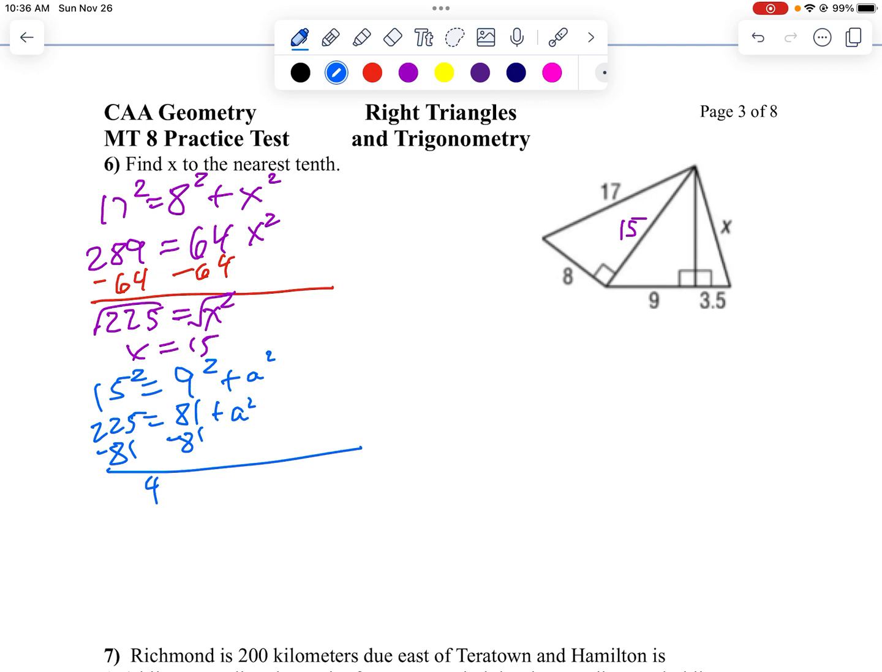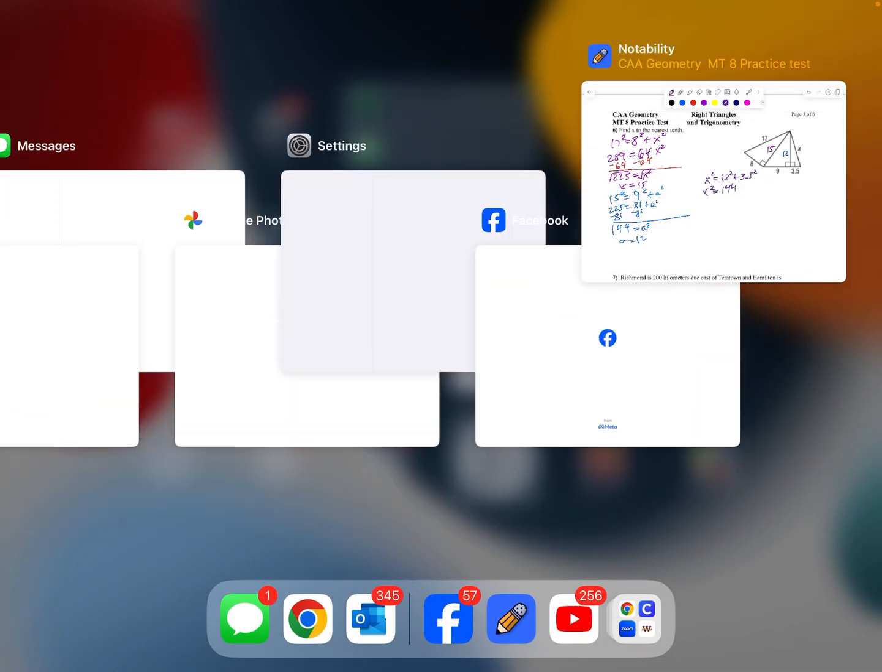12 minus 8 is also 4. I get 144. Or a would be 12 then, wouldn't it? Now on the last one, notice what happens here is x is my hypotenuse, isn't it? So I'm going to go x squared equals 12 squared plus 3.5 squared. So it's fine if we get the decimals here. So I get 144.